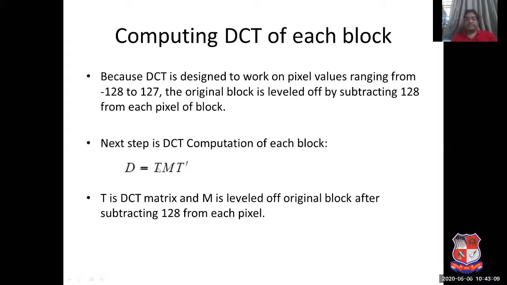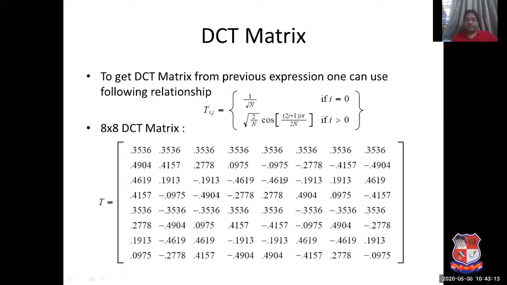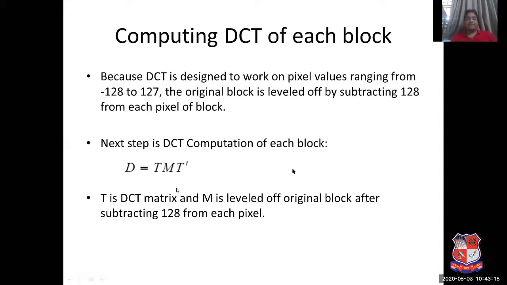T is basically the DCT matrix, the one that we have already obtained. This T will be multiplied with M. M is the block which is subtracted by 128, and then it will again be multiplied with T dash, that is the transpose of the DCT matrix. So this is the DCT. This is how we compute the DCT of an individual block, and we get the value of D. So this is our first step or second step.